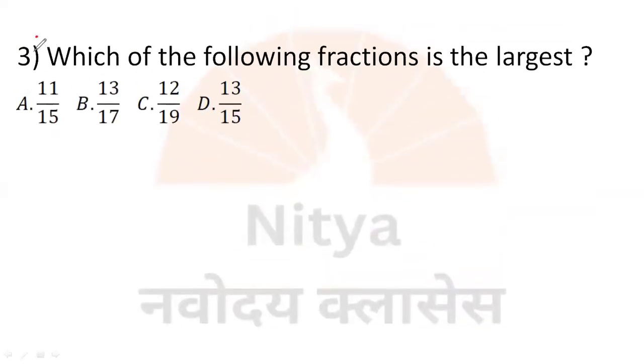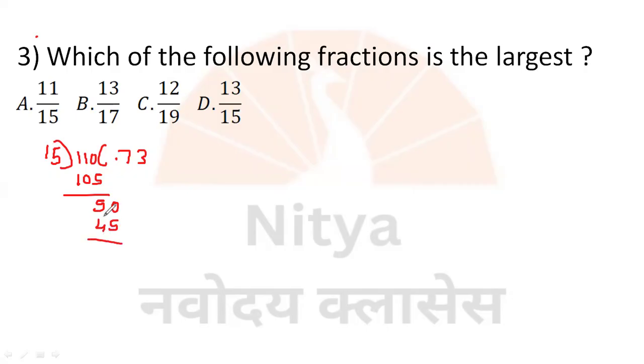Which of the following fractions is the largest? Okay, which of the following is the largest? Similarly, we first have to convert these fractions into decimal numbers. So, 11 by 15, and 11 is smaller than 15. You have to take a point and 0. And 15 7s are 105. And 110 minus 105 is 5. Again, we have to take a 0. And 15 3s are 45.